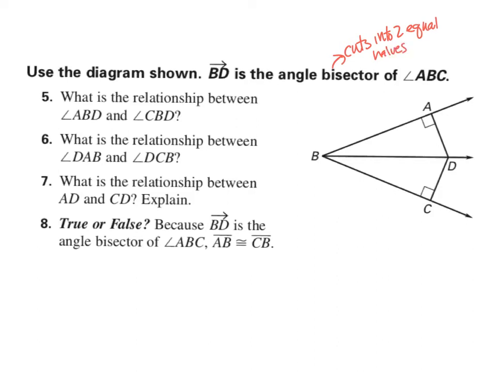So I know that angle ABD is going to be one half of the bigger angle, and angle CBD is going to be the second half of the bigger angle, which allows me to answer question 5. What is the relationship between angle ABD and angle CBD? And I know that angle ABD equals angle CBD.